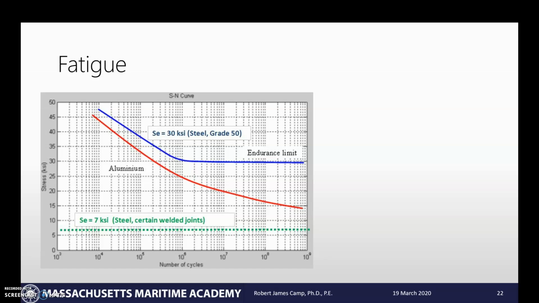Basically, every time that we hit 10, we go up by an order of magnitude. 10 to the third, 10 to the fourth, 10 to the fifth, and so on. This is so we can deal with massive numbers of cycles. So what do I do with this?